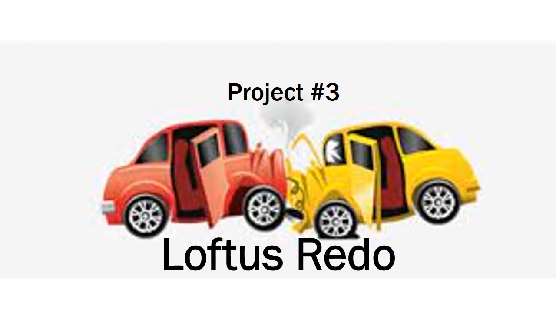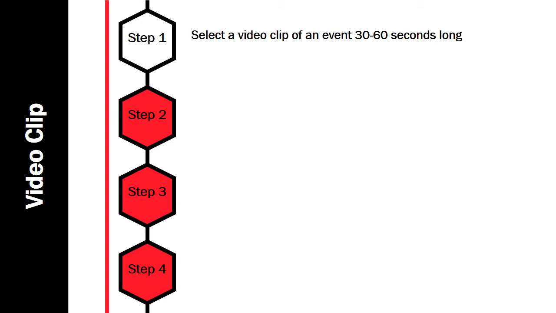This is a quick rundown of Project 3, Memory Loftus Redo. The first thing you must do is select a video clip. It should be of an event that doesn't last more than about 30 to 60 seconds in length.